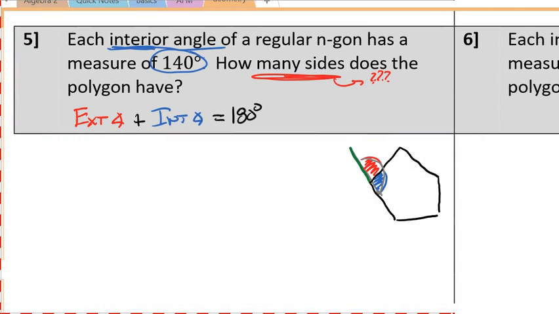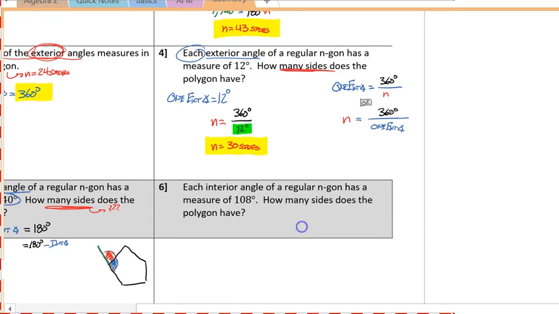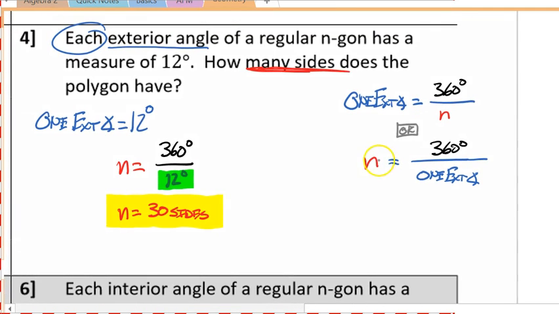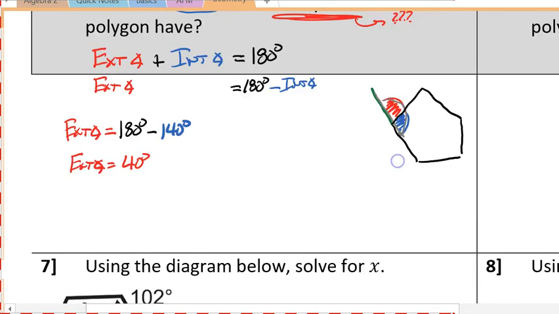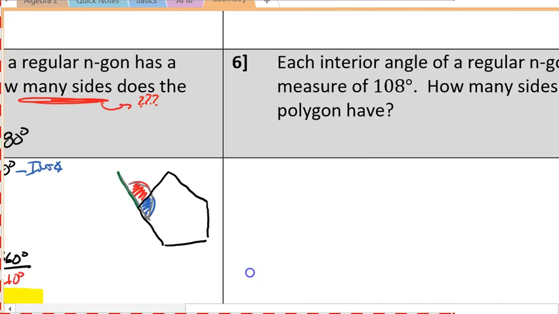So I can calculate my exterior angle by subtracting the interior angle from 180 degrees. In this case, the exterior angle is equal to 180 degrees minus 140 degrees, giving me an exterior angle value of 40 degrees. Now, why is that relevant? Well, we just talked about how the number of sides is related to 360 degrees divided by just one exterior angle measure. So we'll go ahead and use this exterior angle measure now. The number of sides is equal to 360 divided by 40 degrees, giving us n is equal to 9 sides.